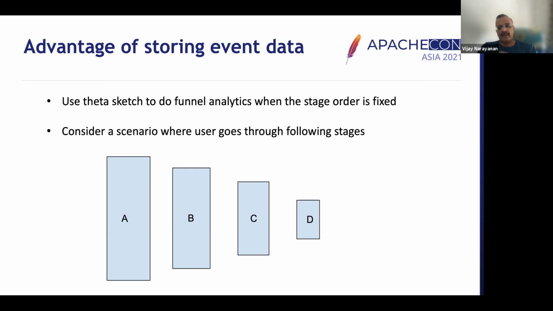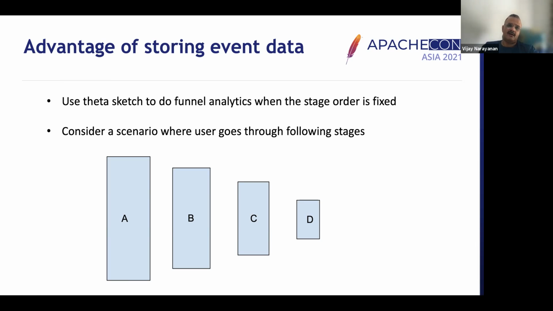I come to A, now I can only go to B, and I can only go to C from there, and I can only go to D from there as a user. This is often true in many use cases, especially in financial payment applications, for example, a payment app, or use cases like that, where the stages the customer goes through are fixed.